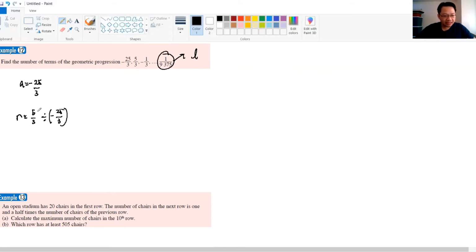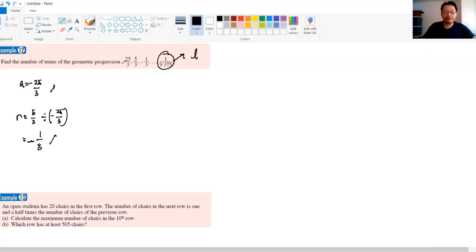Okay. Second term divided by the first term. So how much are you supposed to get? 5 over 3 divided by negative 25 over 3. So we are supposed to get negative 1 over 5. Okay, please double check, right or wrong. So this is our R. Alright. So A we've got already, R also we've got.